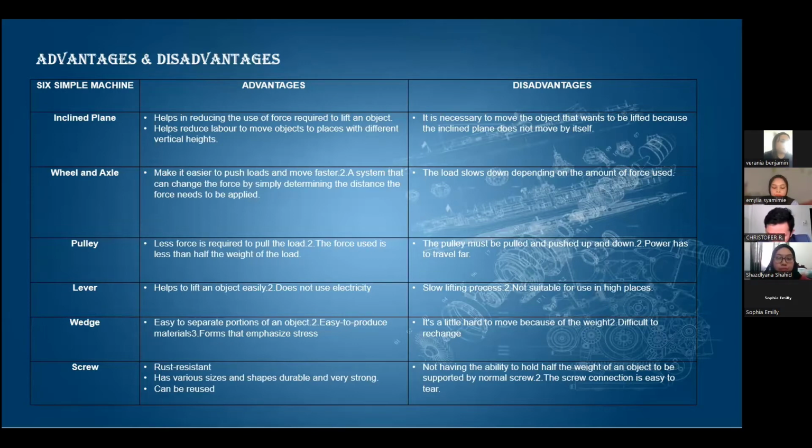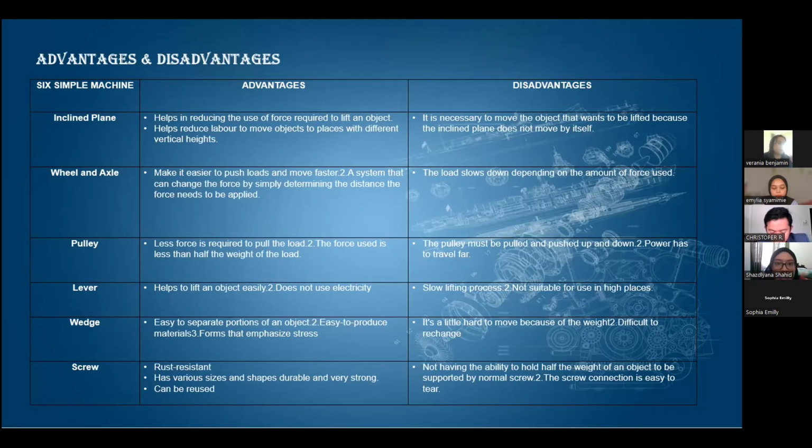For the wheel and axle, it makes it easier to push loads and move fast. The system can change the force by simply determining the distance the force needs to be applied. The disadvantage is the load slows down depending on the amount of force used.